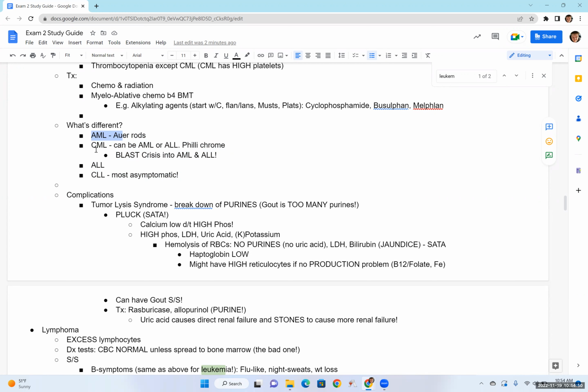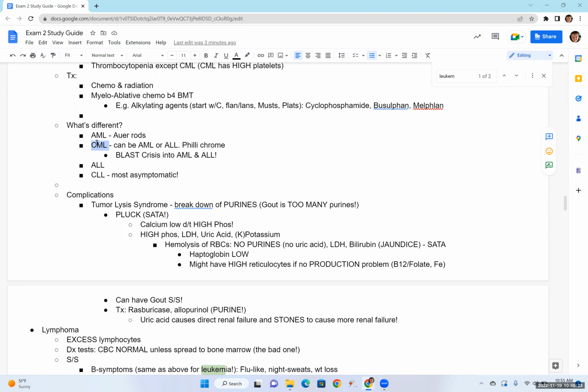And CML is bad news because it can have a blast crisis and it can differentiate into ALL or AML, right? So it could just be sitting there for a long time, asymptomatic at 20%, and then all of a sudden one day it goes ahead and divides into ALL or AML. And the middle initial, the L or the M, is what makes you decide which, which can explain some of your symptoms and the diagnostic steps, for instance.